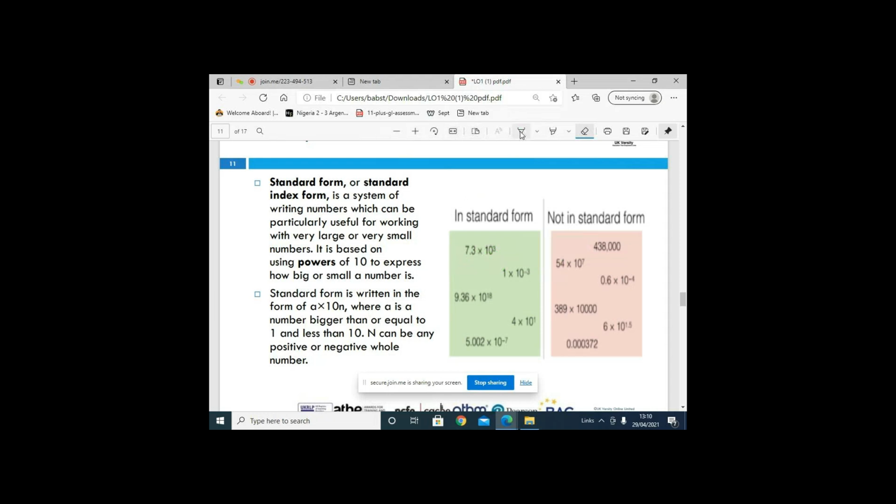So if it's an ordinary number, like 20,000, you just need to do 1, 2, 3, 4. Can you see? You stop there. So it's going to be 2 times what? 10 to the power of 4. Yes. That's it.